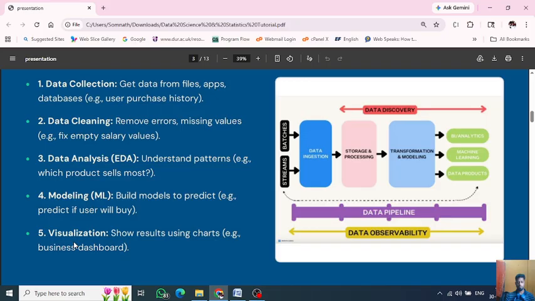Next is visualization. It's a very important thing as well. It will show the necessary graphs and dashboards so that the business person can understand their data and take the necessary steps to grow their business. These are the main fundamental steps.